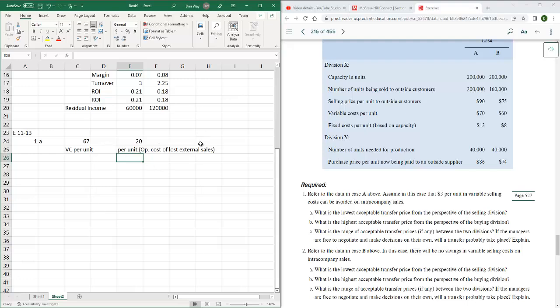So the minimum acceptable transfer price then is the sum of those two, $67 plus $20, or $87. Min acceptable price.